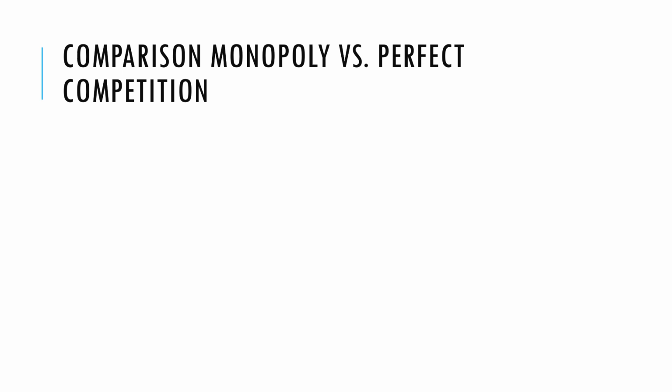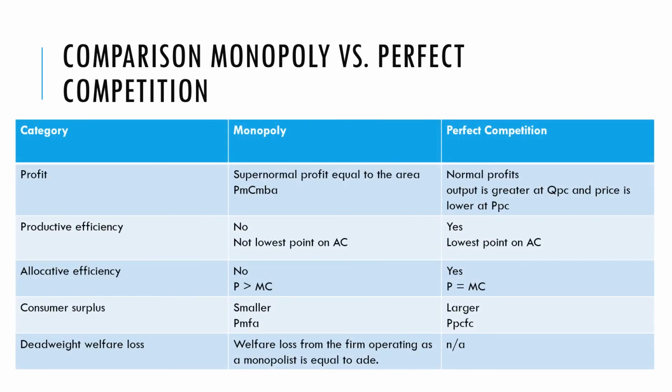So let's compare the monopoly situation to perfect competition. We're going to compare it across a number of categories. First of all, if we look at profit, in the monopoly diagram, the supernormal profit was equal to the area PMCMBA, whereas in perfect competition, we have normal profits. Output is greater and the price is lower. About productive efficiency, in monopoly, we don't have productive efficiency, not the lowest point on the AC, whereas in perfect competition, we do. Allocative efficiency, no, not in monopoly. Price is greater than marginal cost, but we do have it in perfect competition.